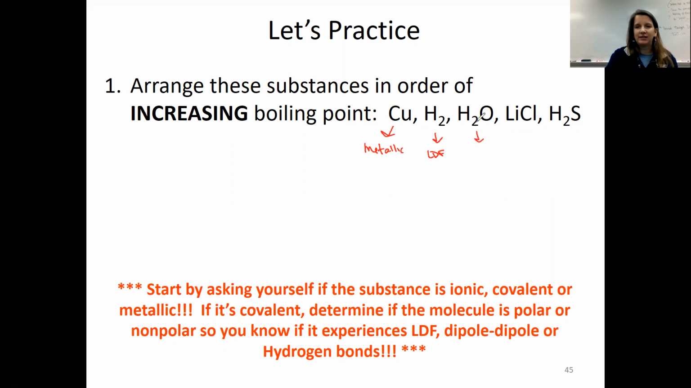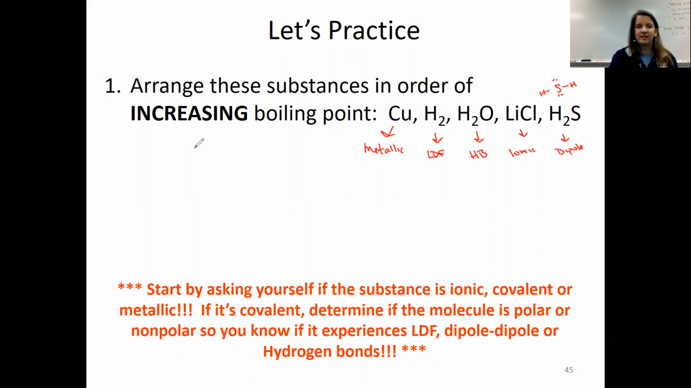H2O, I can look at that and see that it's going to be held together by hydrogen bonds. LiCl is ionic because it has a metal and a non-metal. And H2S, if I were to draw this out, I would see that the sulfur is in the middle and it has lone pairs on that sulfur, and it would be dipole-dipole.